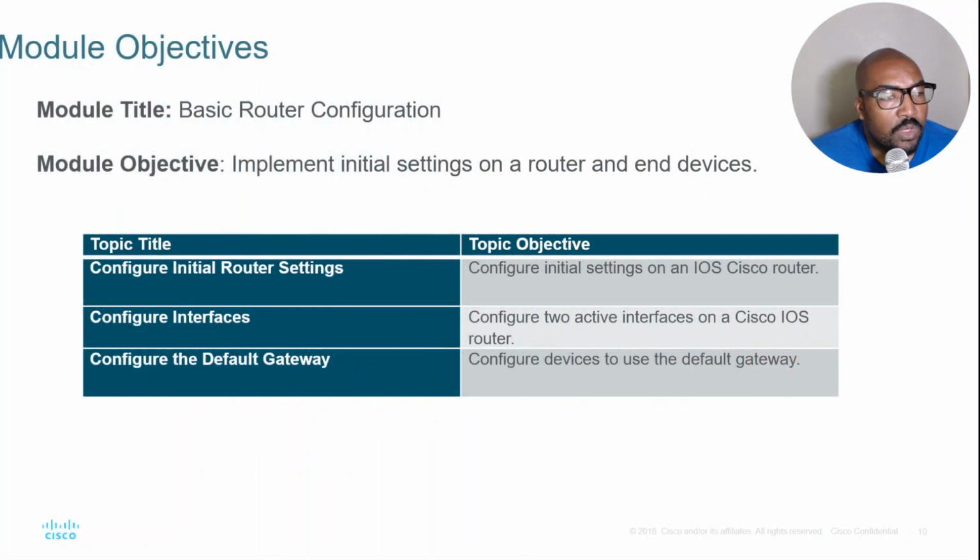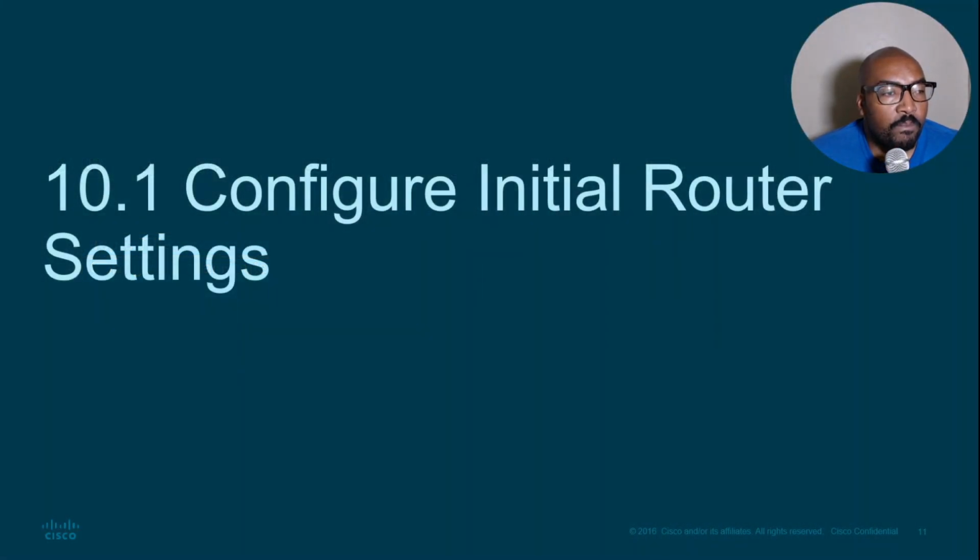So, implement initial settings on the router. We're going to configure initial routing settings, configure initial settings on the Cisco IOS router, configure two active interfaces on the Cisco IOS router, and configure devices using the default gateway. We're going to talk about the default gateway a lot. The default gateway is very, very important. Now, configure initial router settings.